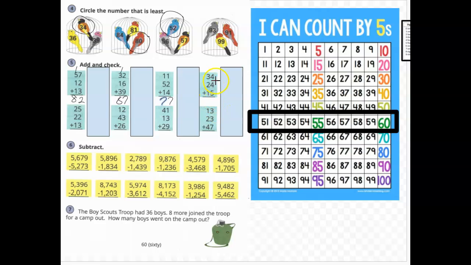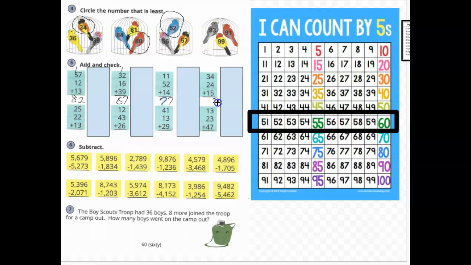Okay. All right, now I'm over here. And I have my ones column, which is a 5, a 4, and a 4. Now for me, it's easier to add my 4 plus 4 first, but you can decide what order works for you. I'm adding 4 plus 4 because it's a double, so I know it's 8. And I'm going to add 5 more. 8, 9, 10, 11, 12, 13.